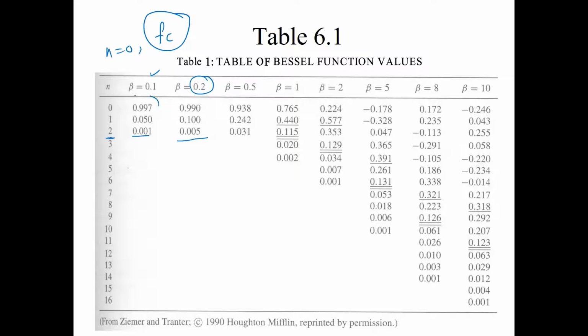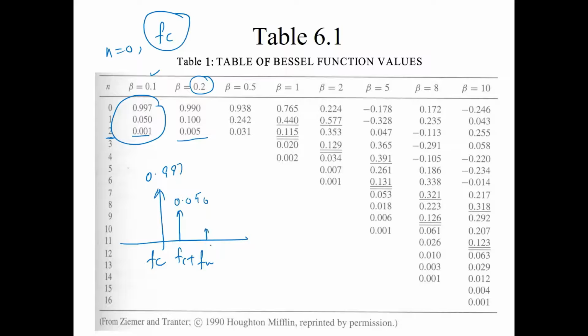So in this case, for example, if I want to plot this one, the carrier magnitude will be 0.997. The next one, fc plus fm, that value will be 0.050, and the next one, fc plus 2fm, will be 0.001, and similarly we'll go to the negative spectrum.